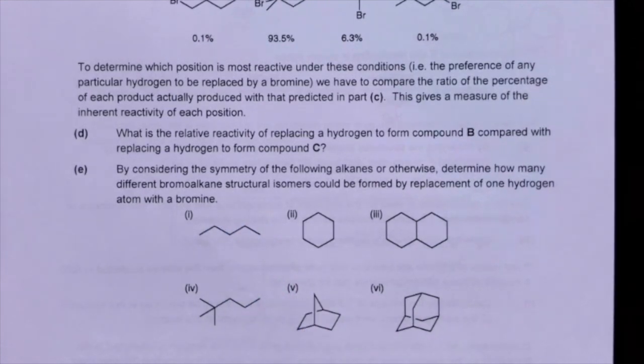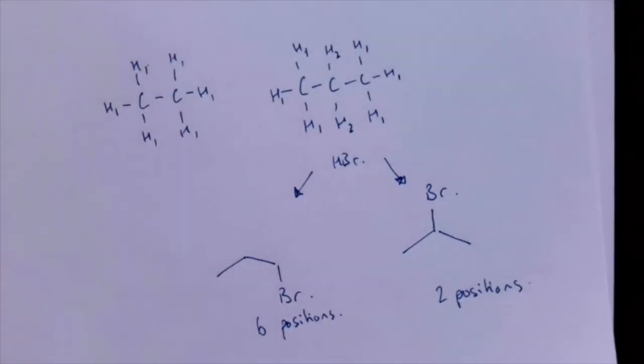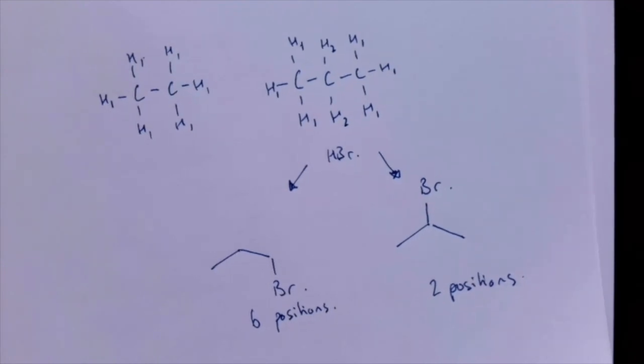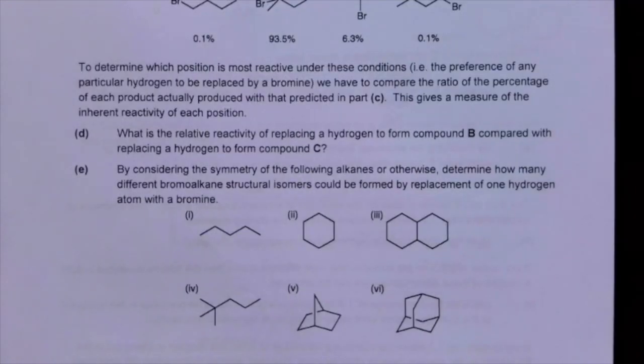So in this, you just need to decide, well, if I replace one hydrogen atom with a bromine atom, how many isomers can I form? So going back to my propane example, I was able to form 2 isomers. All right, and that's all you need to do here.